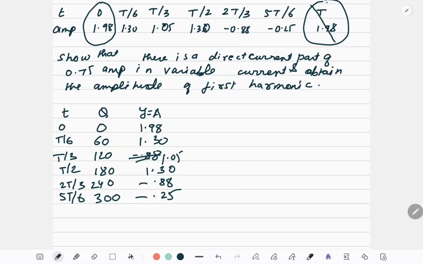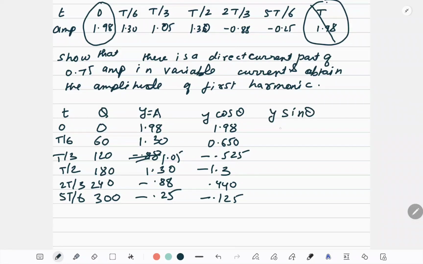Next I need to find y cos theta. When you are doing y cos theta, cos 0 is 1, and multiplying it by 1.98, the first value will be 1.98. You should pause the video and do it yourself and check whether you are doing it correctly. This topic needs only 30 minutes to cover, and you will get good marks in this because the chance of making a mistake is very small here. Then y sin theta: 0, 1.126, then 0.909, 0, 0.762, 0.217.